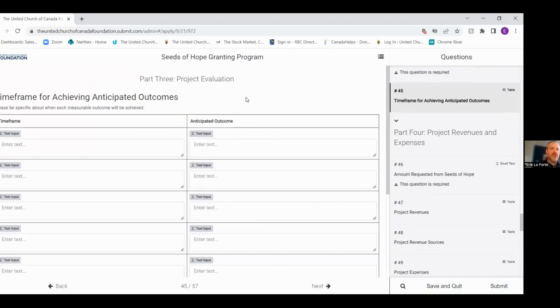The time frame for achieving these outcomes. This is quite literally a timeline of when you think you can get those done. So you'd write the time frame. You could say summer 2024 in my example, or summer 2025, and then tell us what that outcome is going to be. These can be very specific and tight to the launch of your project, or they could be several years down the line, depending on what you wrote.